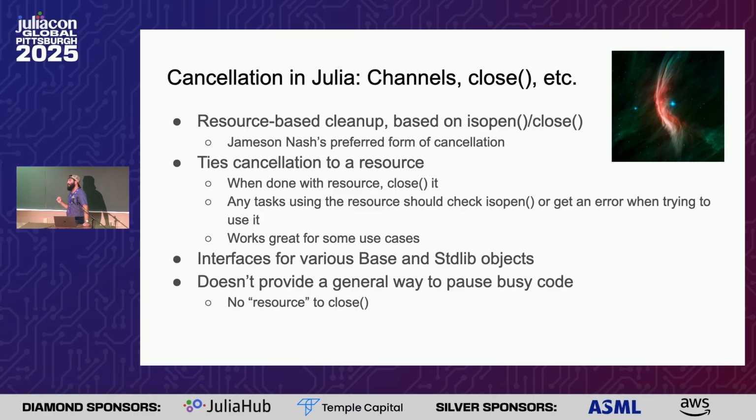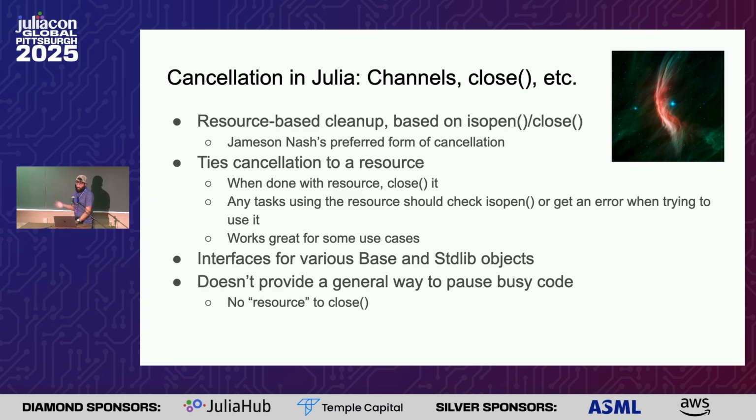The idea is that your cancellation is tied to a resource. So say you're using some kind of resource, whatever it is, and if you want to cancel computations that are using that resource, you just close the resource. You just call close on it. The resource isn't supposed to be usable anymore, and anything else trying to use it should just stop, whether by checking isopen on the resource or just getting an error when you try to use it. For example, with channels, if you close them, you take all of the elements up to that close point. The next time you try to take, you'll just get an error. You'll get an invalid state exception, I believe.